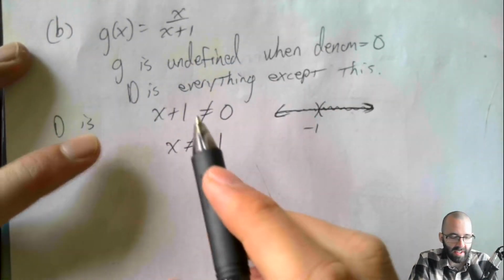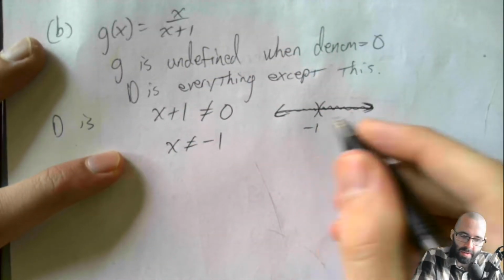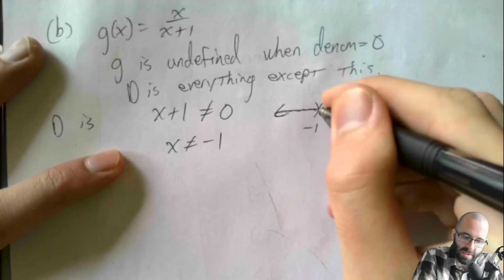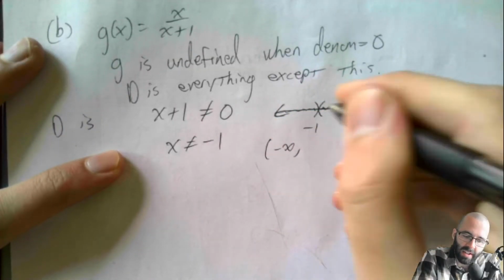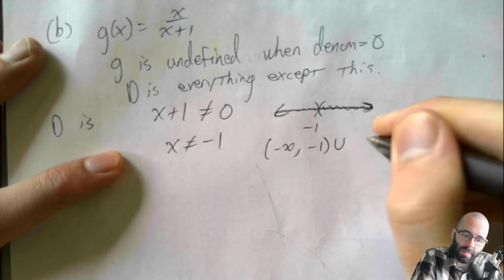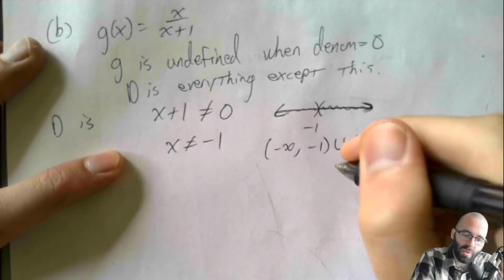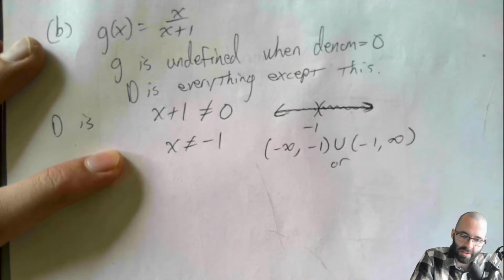And we found that it's defined everywhere except for when x is equal to -1. So in interval notation, this is what it looks like. The smallest thing you can get is -infinity, and that goes all the way up to -1. We combine that with the second piece, -1 to positive infinity, and that is one way to write our answer in interval notation.